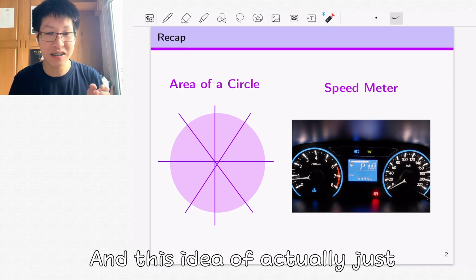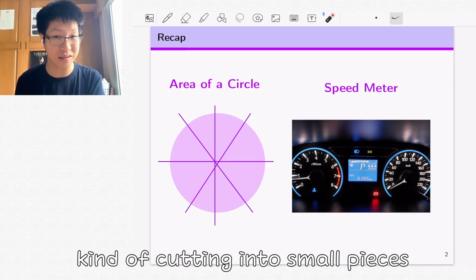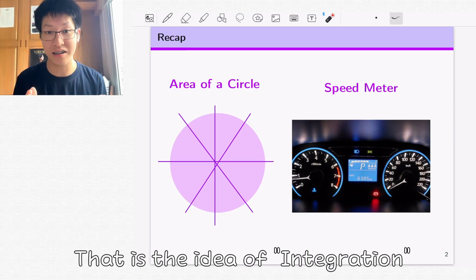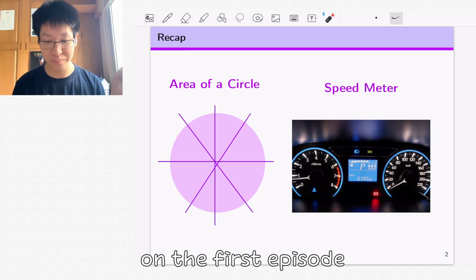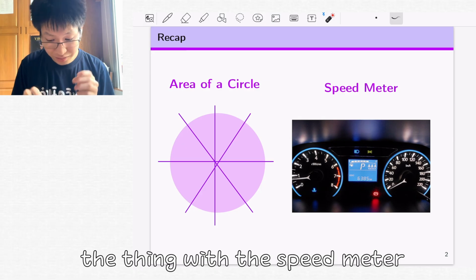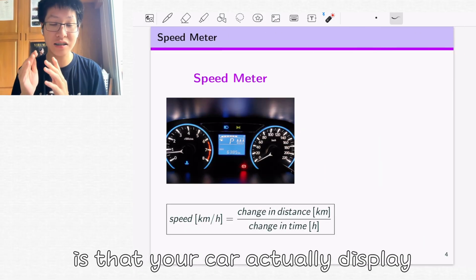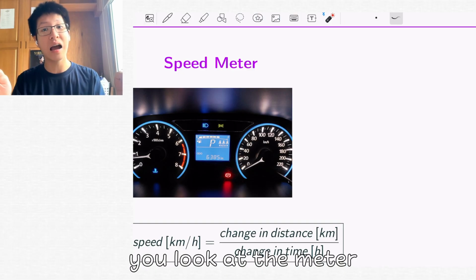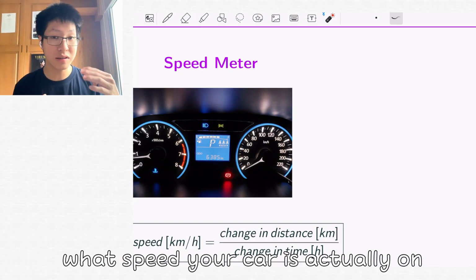This idea of cutting into small pieces and then summing it up together is the idea of integration that we looked at in the first episode. The second problem is about the speed meter. The thing with the speed meter is that your car displays the speed at every moment in time, right? When you drive a car, you look at the meter, and you can see immediately what speed your car is on.